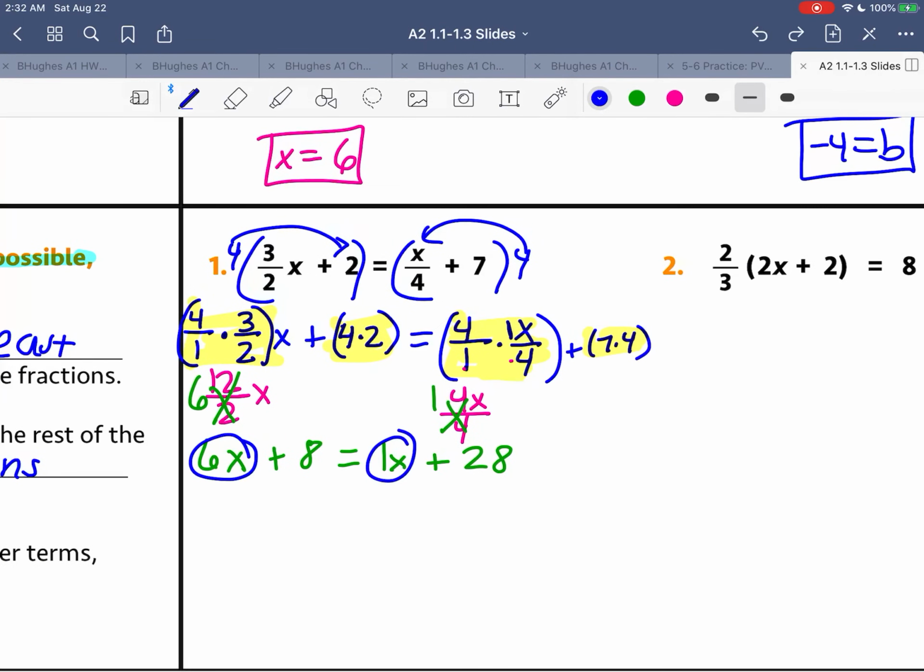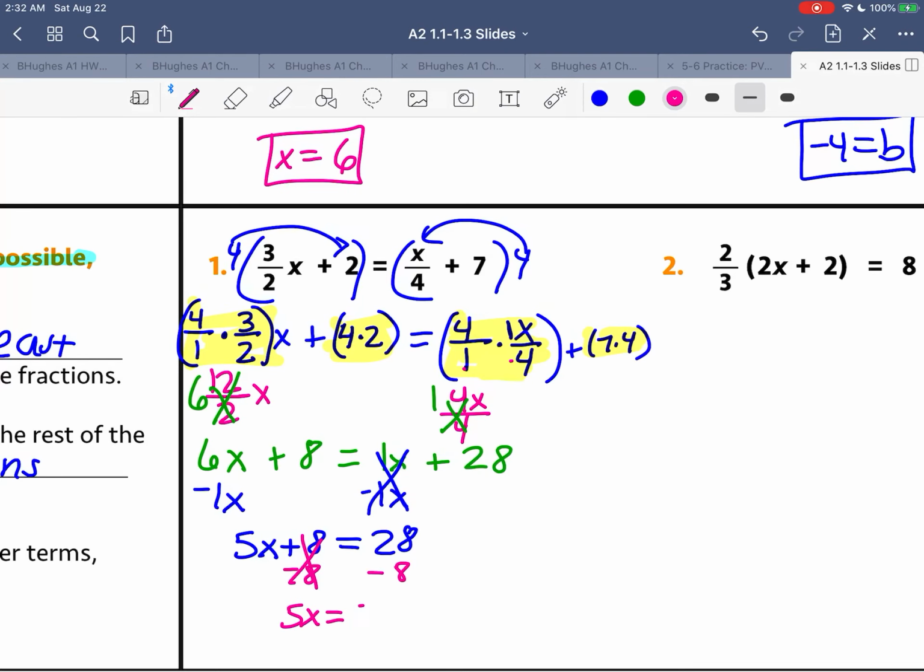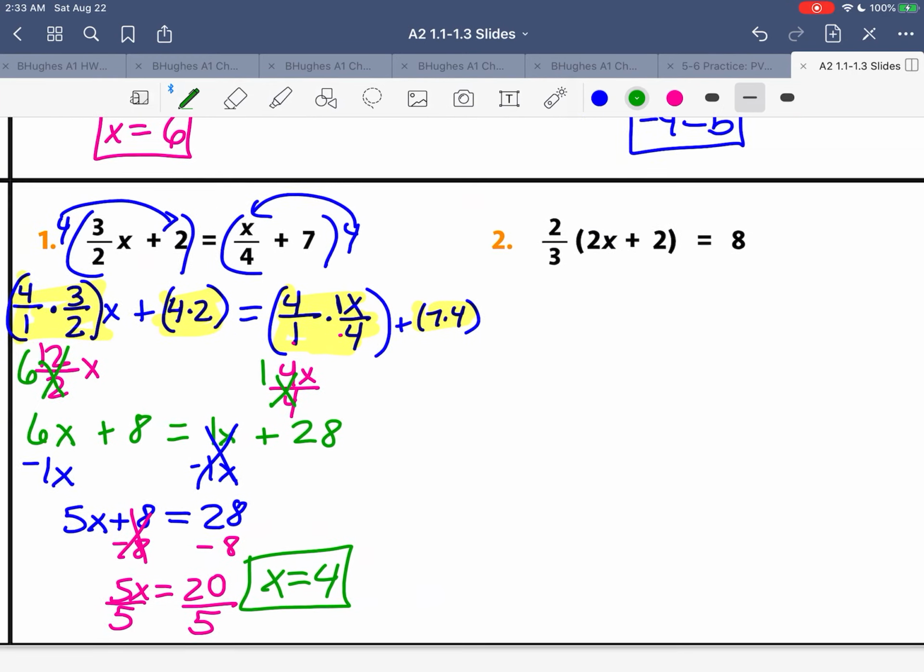My goal now is to get the variables on the same side. So I'm going to subtract the 1x because it's smaller than 6x. That's going to give me 5x plus 8 equals 28. And then from here, I just need to finish solving. So I'm going to subtract, and I get 5x equals 20. And then if I divide by 5, I get x equals 4. So that's my answer to this equation.